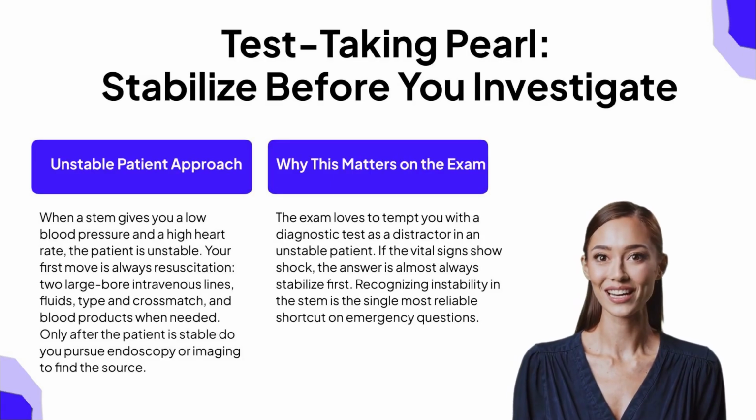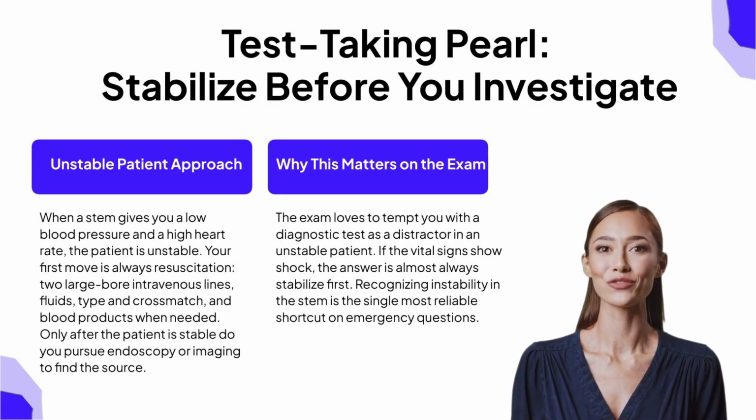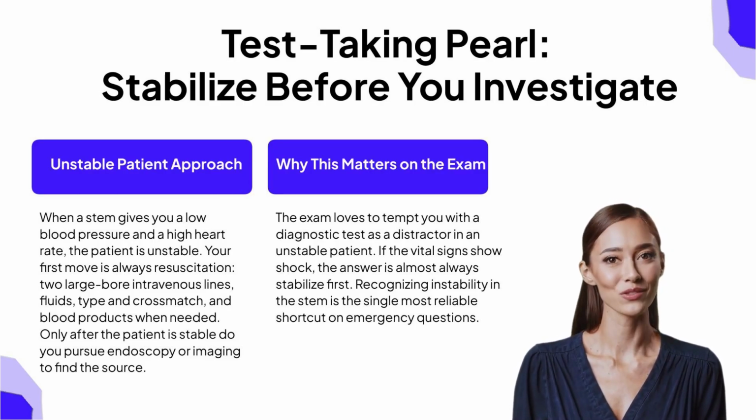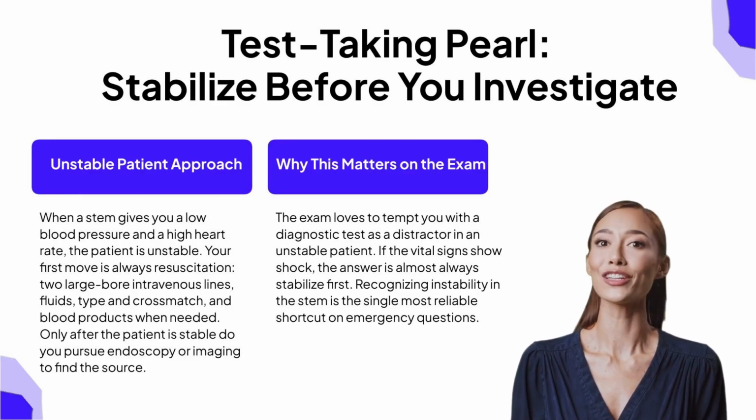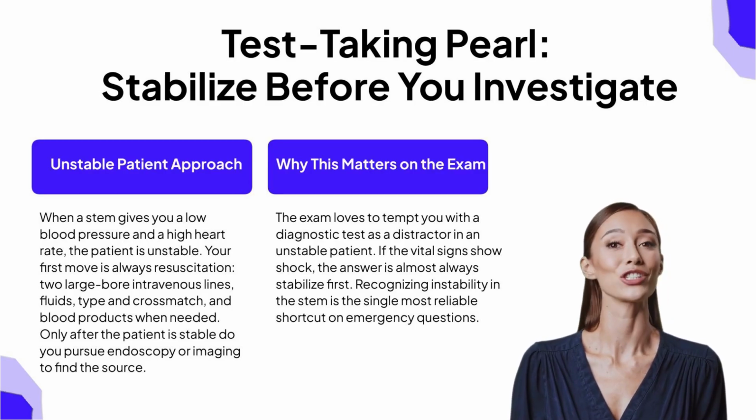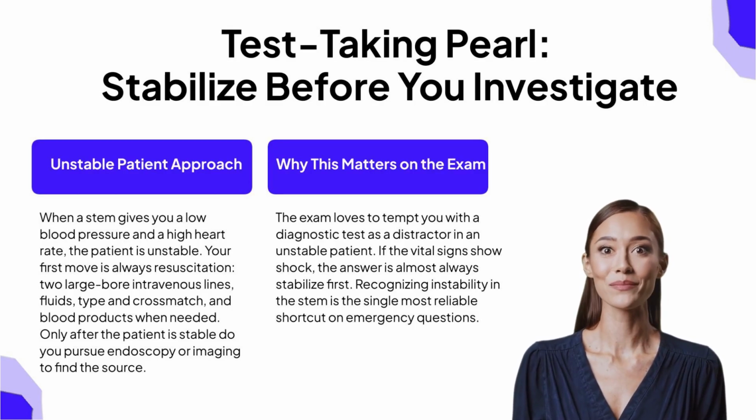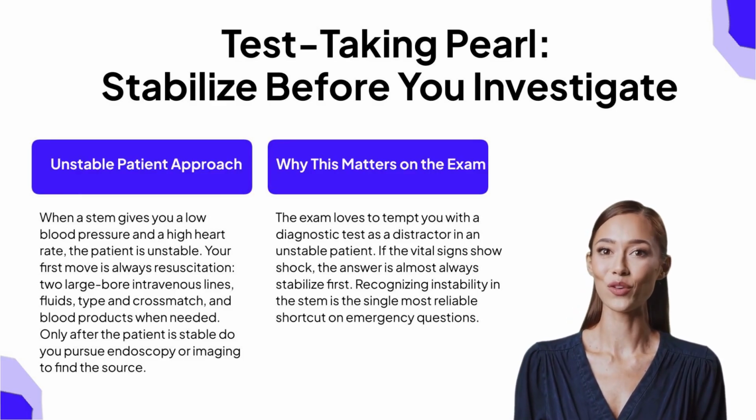Here is a critical test-taking pearl. Stabilize before you investigate. When a stem gives you a low blood pressure and a high heart rate, the patient is unstable, and your first move is always resuscitation. That means 2 large-bore intravenous lines, fluids, a type and cross-match, and blood products when needed. Only after the patient is stable do you pursue endoscopy or imaging to find the source of bleeding.